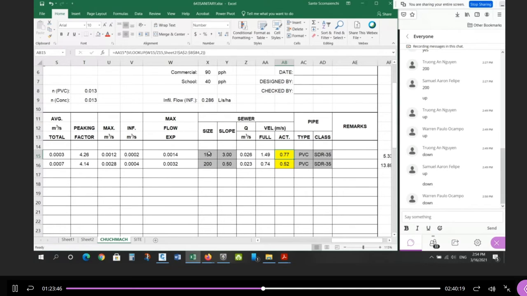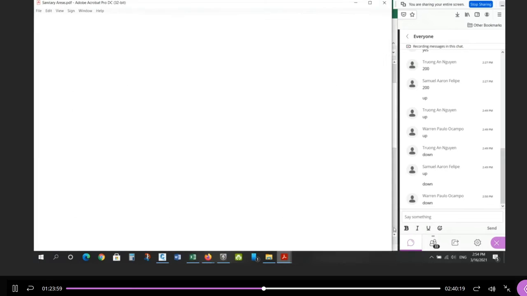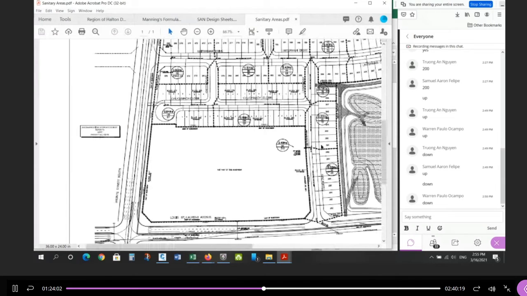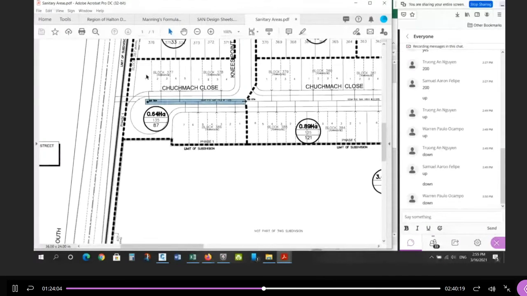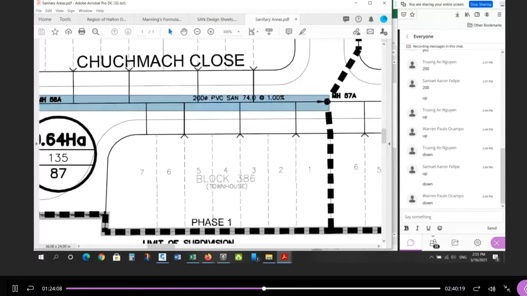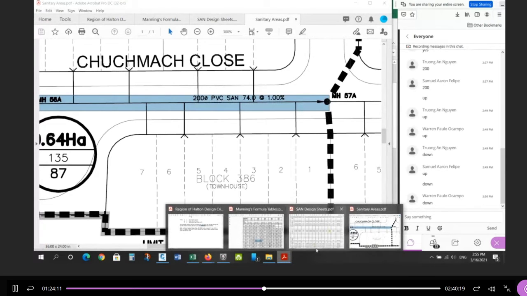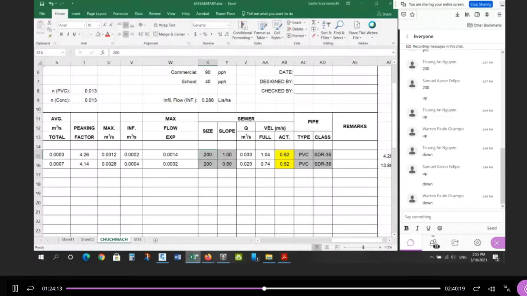So to get a little bit of extra flow, the minimum is 200. And the slope we used was 1%. At the dead end of the system, again, if we look at the drawing, there's no more pipes. This pipe here could have been a 150. There's nothing else connected to it. This is the dead end. Instead of using 200, I could have used a 150 and try and get this actual flow up a little bit.